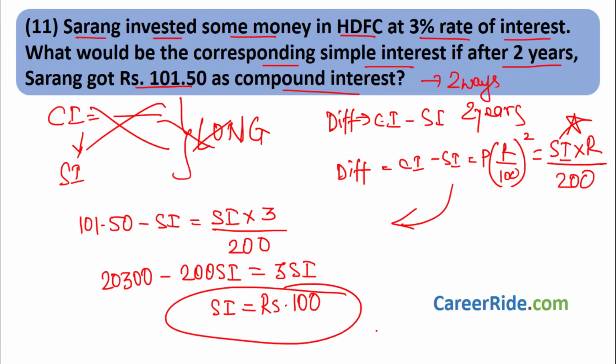This is the corresponding simple interest for the compound interest of 101.50 rupees. See how easily we got it using this formula. So always remember there are 4 types of sums and there is also a population category of sums. Moving on to question number 12.